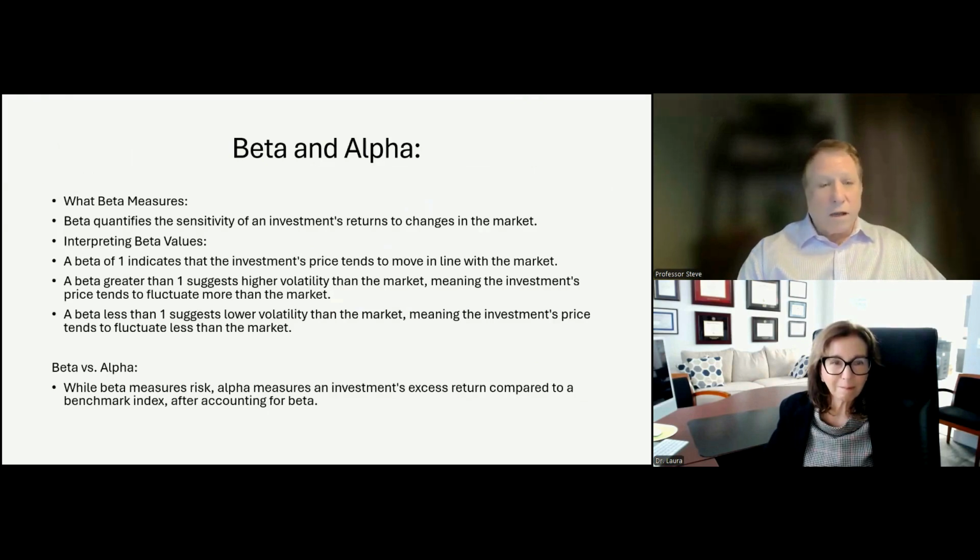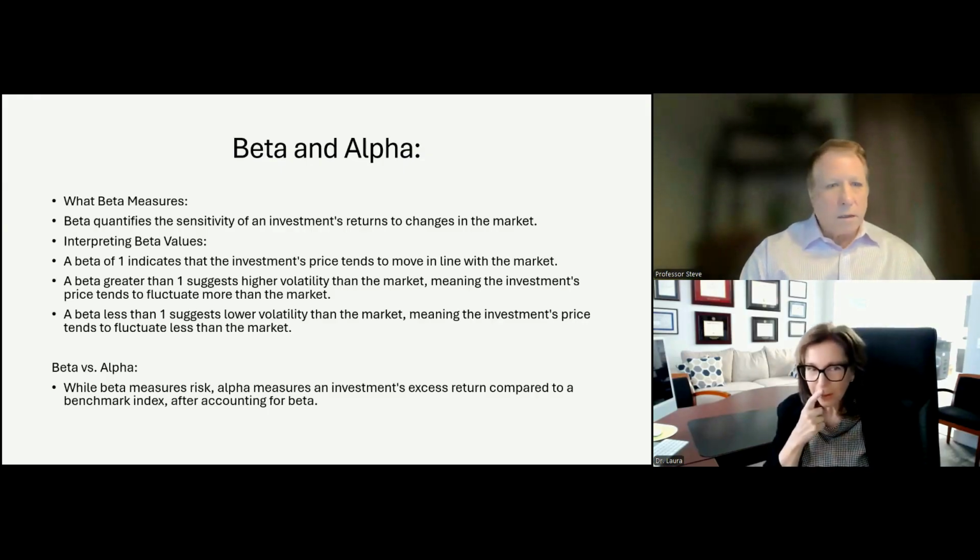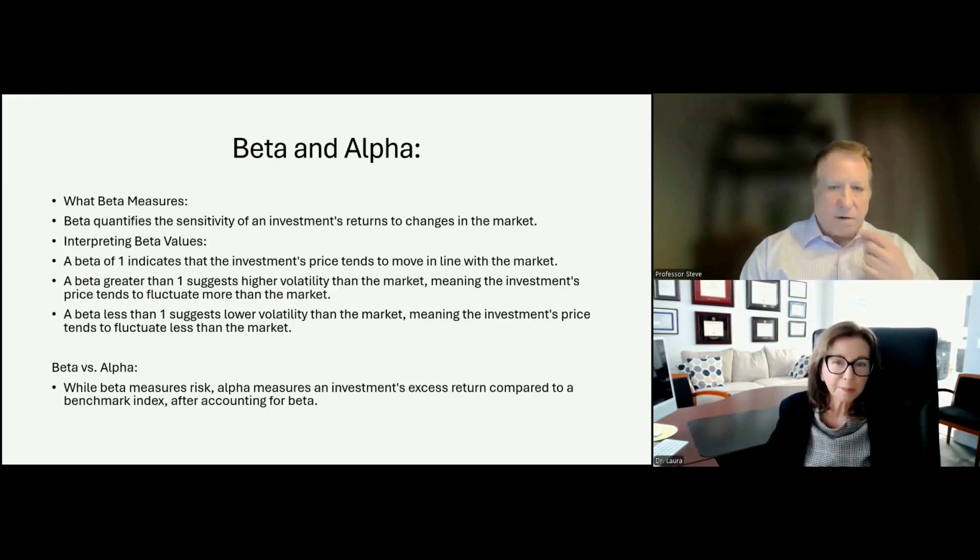So let's go to another concept, two concepts here, beta and alpha. We're going to show what this means graphically in a minute. Beta first, because beta really is relevant to what we're still talking about. Yep, it is. And so beta measures the volatility of an investment in relation to the market as a whole. So if beta is 1, it means you have the same volatility as the market, roughly. If the beta is 0.5, you have roughly half the volatility of the market. And if beta is 1.5, you have roughly 50% more volatility than the market as a whole.